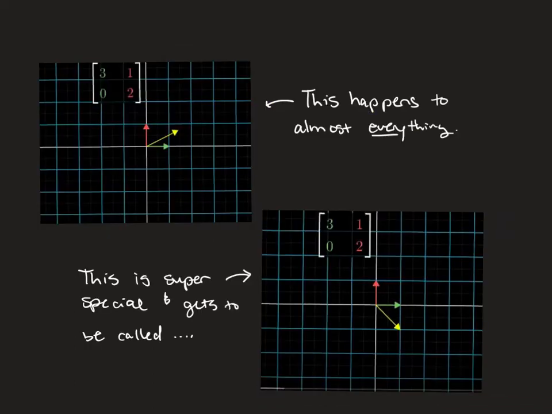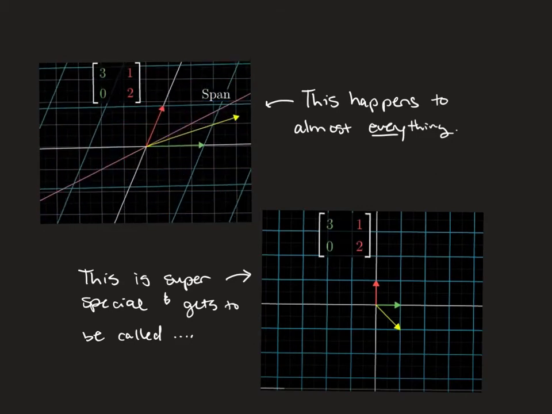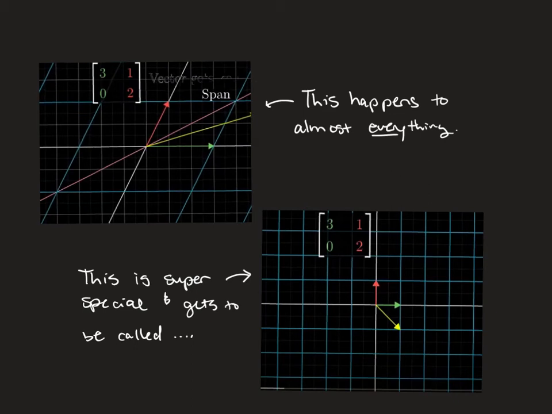Okay, so when you do that kind of stretch, this happens to almost every single thing in the plane, where you've got this yellow vector that's on what's called a span, and then as you stretch it and adjust things, where you apply this matrix to this yellow vector, it's going to get knocked off what we call the span. The span is like the line that runs through the original vector. That happens to almost everything, okay?